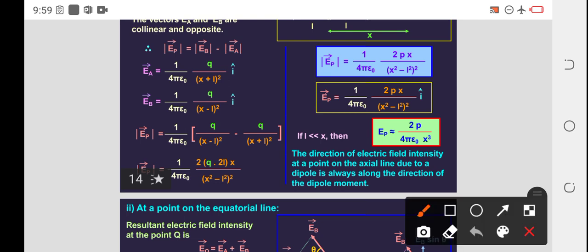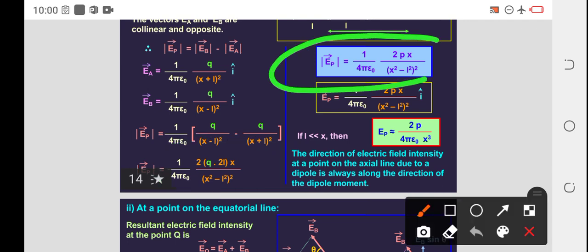After simplification, 1 by 4 pi epsilon naught is common, and q by (x minus L) square minus q by (x plus L) all square. Now after simplification, it will be 1 by 4 pi epsilon naught into 2 q into 2L into x by (x square minus L square) all square, which will be considered as 1 by 4 pi epsilon naught 2px by (x square minus L square) all square.